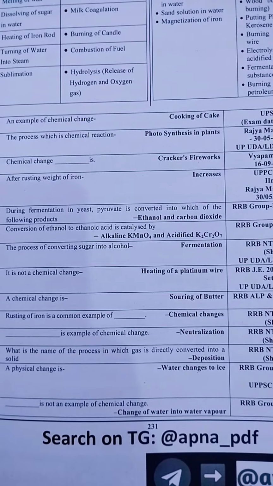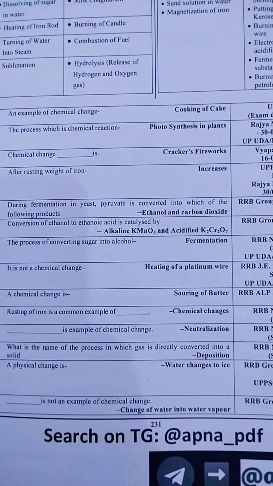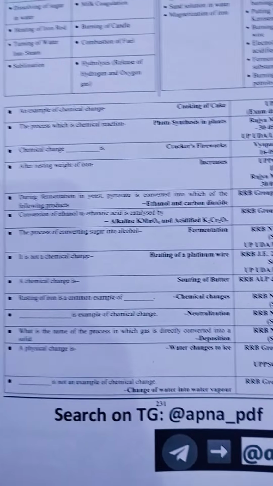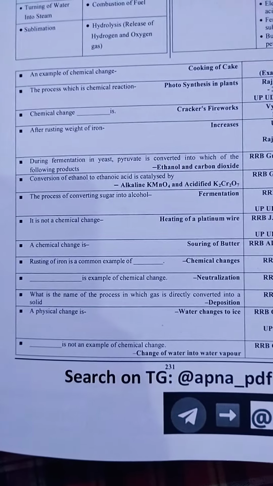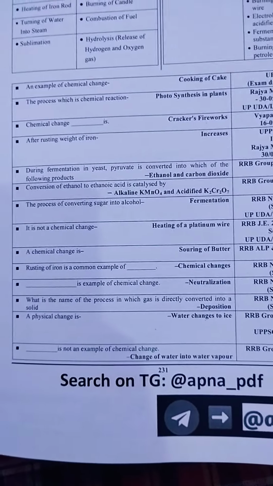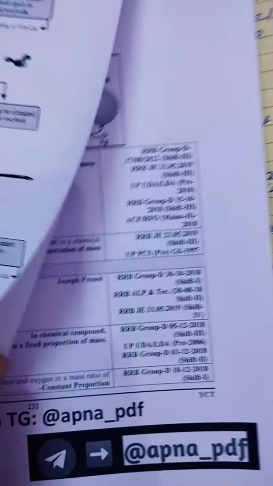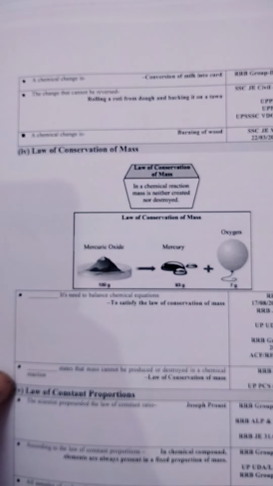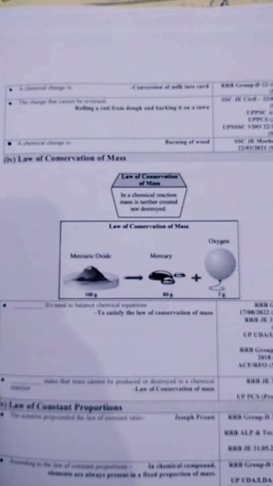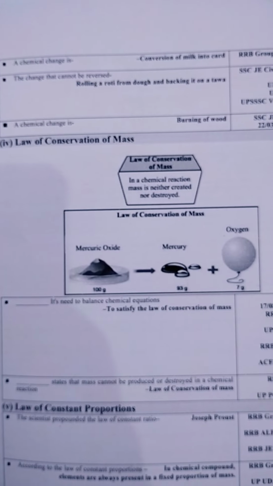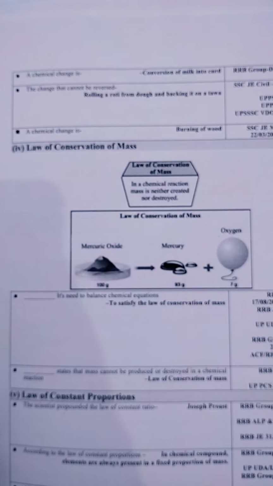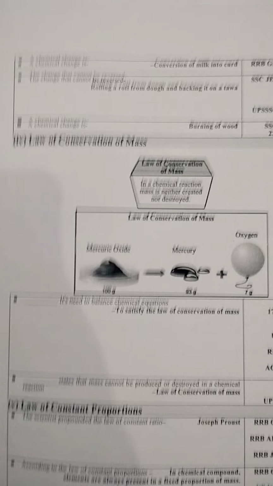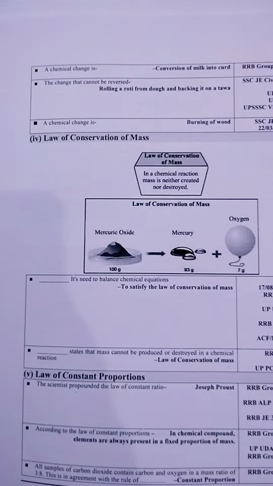What is the name of the process in which gas is directly converted into a solid? Deposition. A physical change is water changing to ice. Not an example of chemical change: change of water into water vapor. A chemical change is conversion of milk into curd. The change that cannot be reversed: rolling a roti from dough and baking it on a tawa. A chemical change is burning of wood.